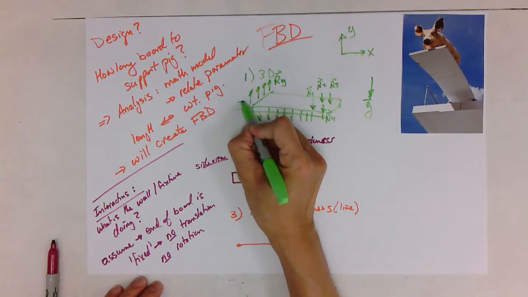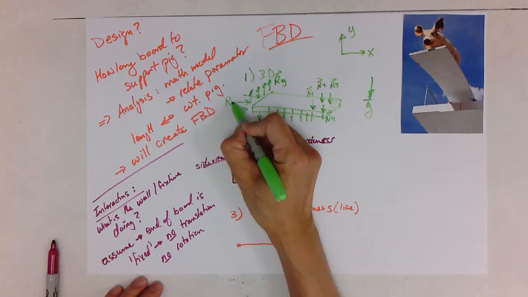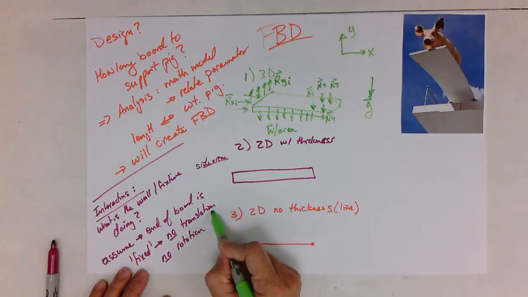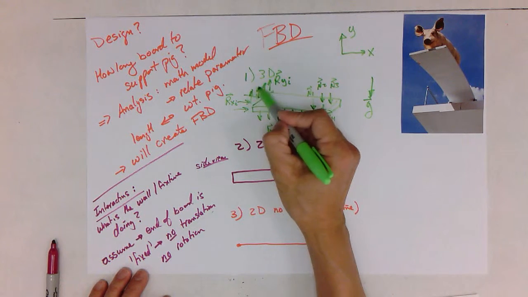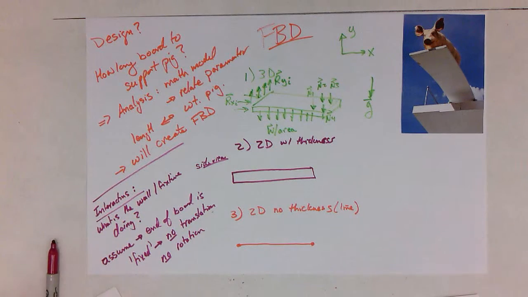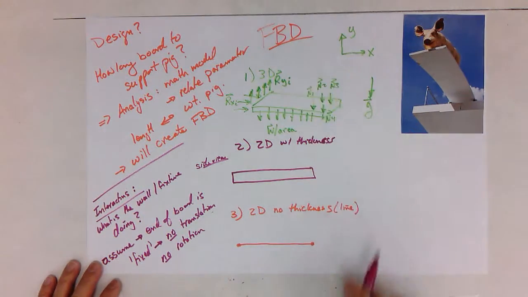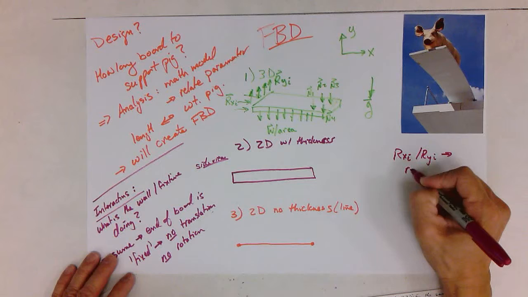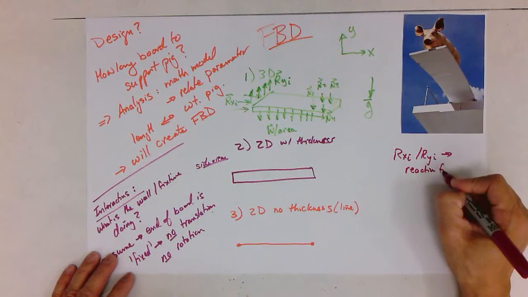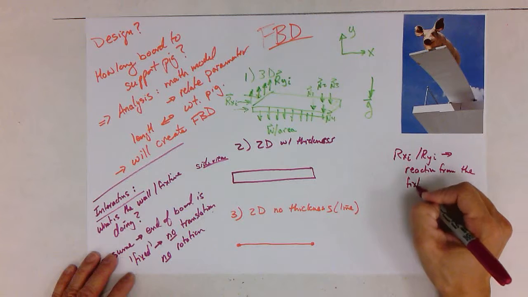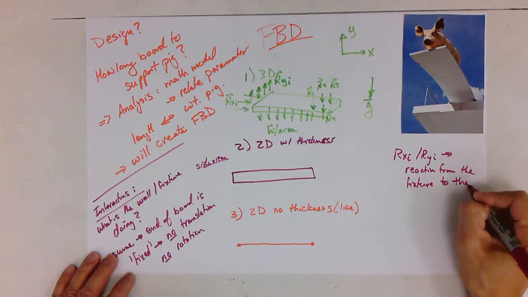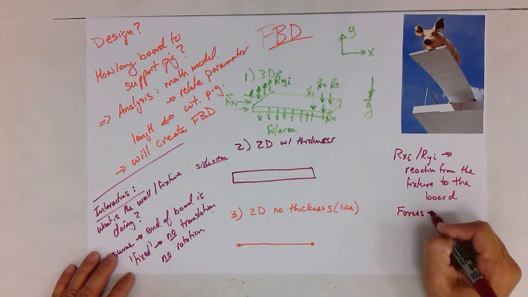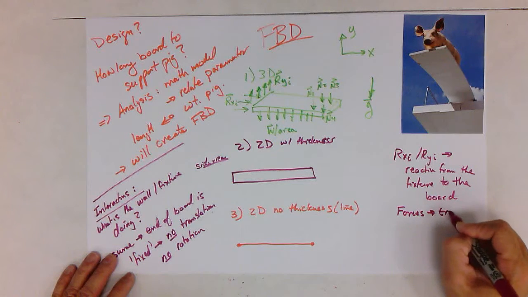So I'm going to put some forces here, and I'll call these R_x. I guess we should call those R_i, because there are various ones. So no translation means that we're going to have to keep it in place. So we're going to have to apply a force, and this is going to be called a reaction or a constraint force. So I'll say R is a reaction from the fixture to the board. And in this case, forces prevent translation.